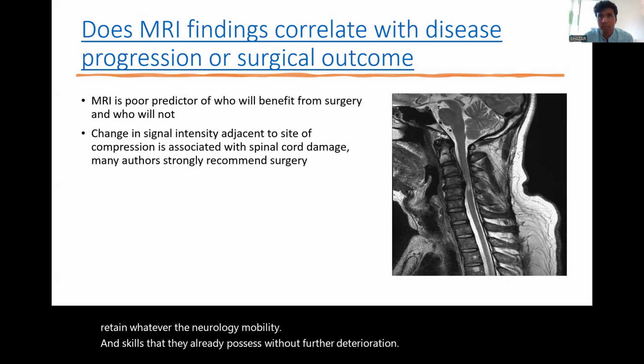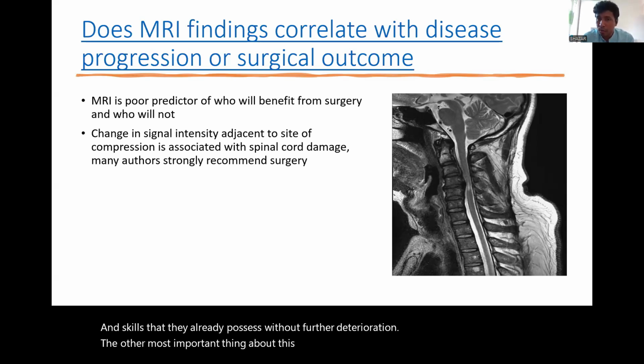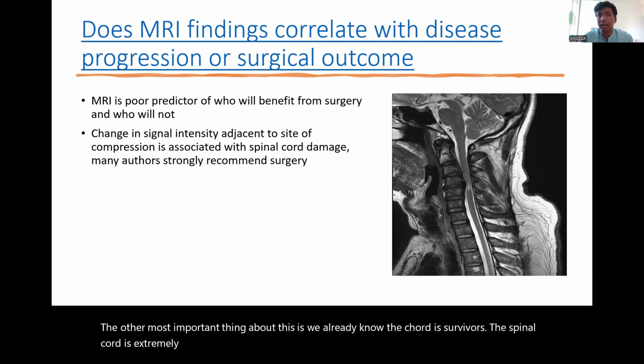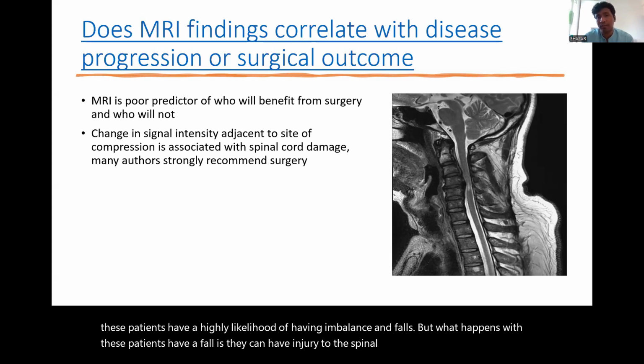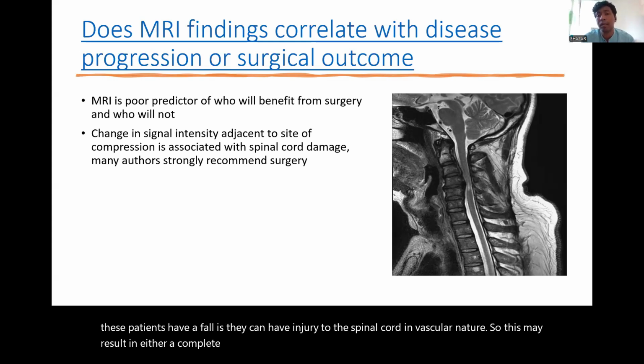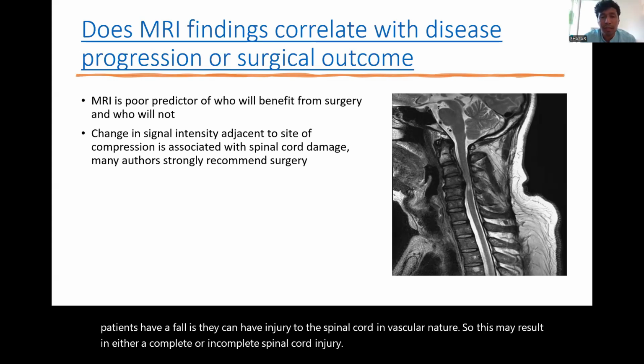The other most important thing is that we already know the spinal cord is extremely compressed, and it is progressively going into a form of damage. And we know these patients have a high likelihood of having imbalance and falls. What happens when these patients have a fall is they can have injury to the spinal cord of a vascular nature. So this may result in either a complete or an incomplete spinal cord injury. So what is the type of incomplete spinal cord injury?